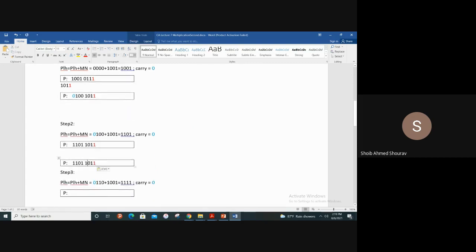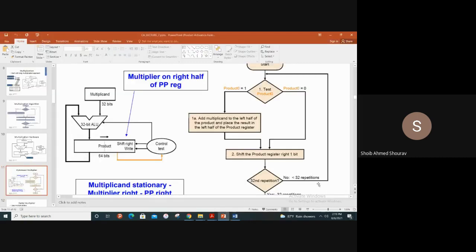I'm going to merge these to make it 8-bit. The right-sided bit will be gone. This carry will be on the left. Now we are going to make it 8-bit again. Now the second step is completed. We are going to be back in here to check the product 0 again.